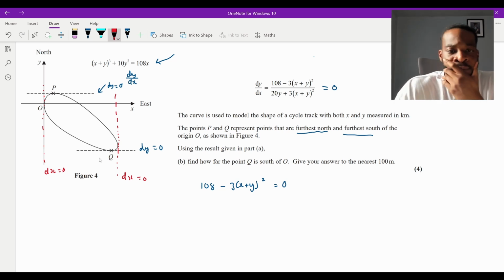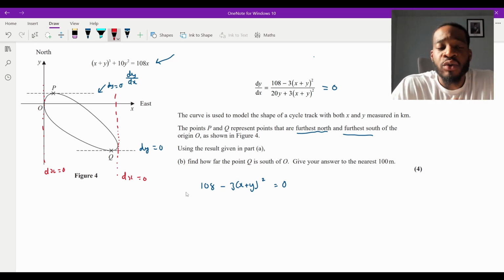Anyways, back to this question. So we know that we need to set the numerator equal to 0, and we need to figure out how far the point Q is. Looking at the diagram, the point Q is over there. Now, there's a point P and Q. Point P has a y coordinate that's positive. Point Q has a y coordinate that's negative.